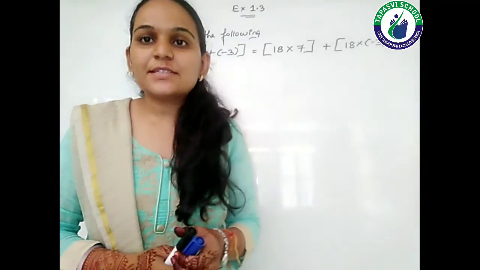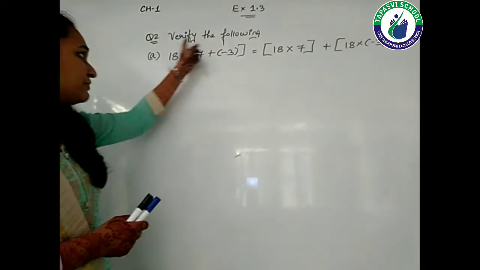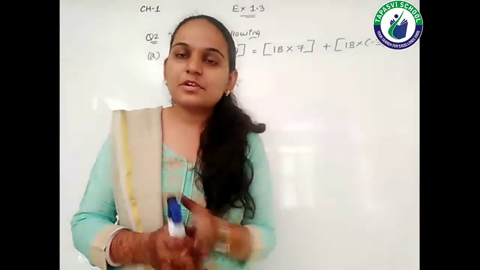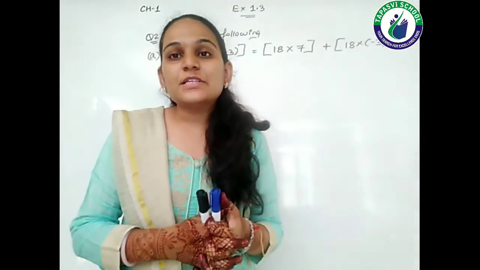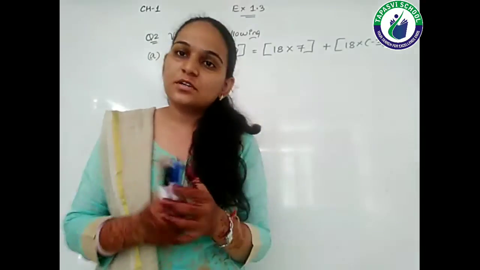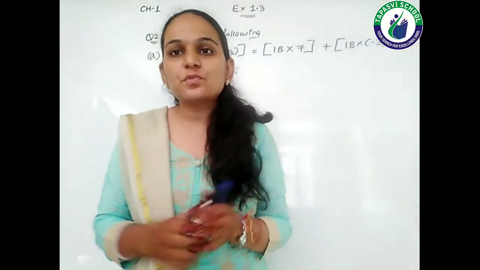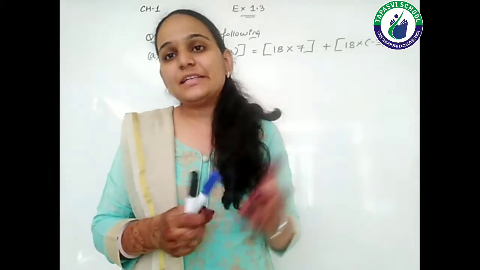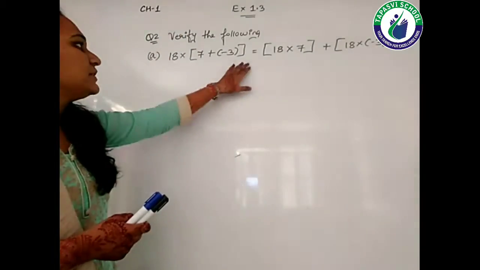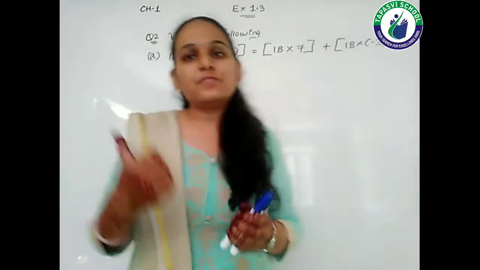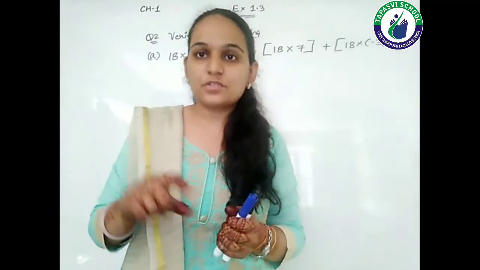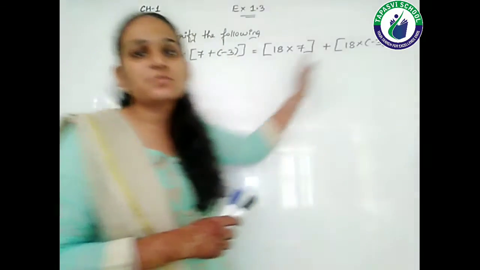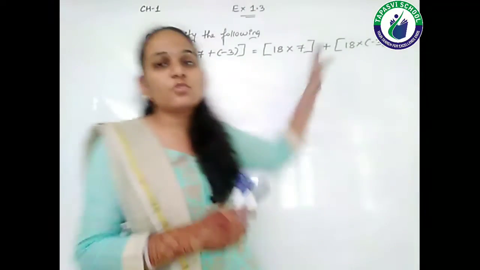Okay, students, now let's see the second question, that is verify the following. Now verify means you need to prove something equal. So whenever this word comes in mathematics, that means you need to prove something. So what is that something? You need to prove the left hand side and the right hand side. The left hand side is the one on the left of the equal sign. That means this is on my left side and this is on my right side, and you need to prove that both are equal.